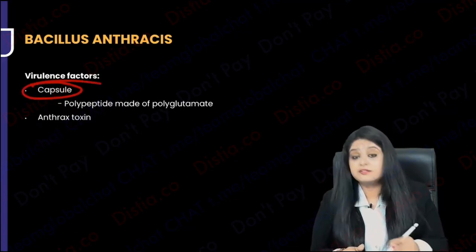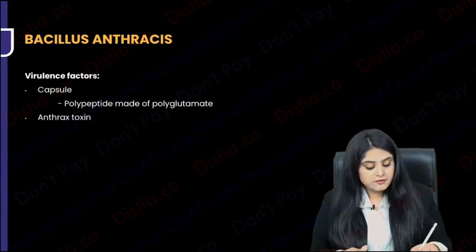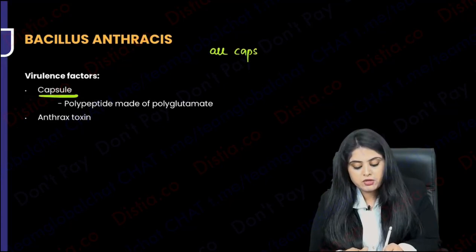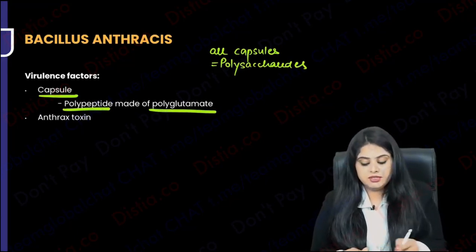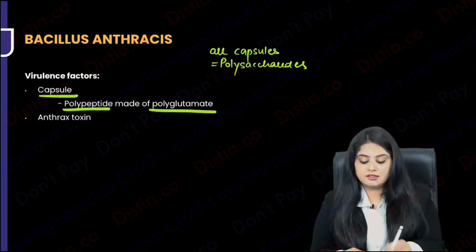Now let's go into details about the capsule and toxin. Remember, the capsule is different. I told you, this is the organism of exceptions, which means that all the capsules you have studied in your general microbiology are made up of polysaccharides. But what is Bacillus anthracis made up of? Bacillus anthracis capsule is made up of polyglutamate, a polypeptide. Polyglutamate, polypeptide. Basically, it is made of peptides. It isn't polysaccharide. All other capsules are polysaccharides.